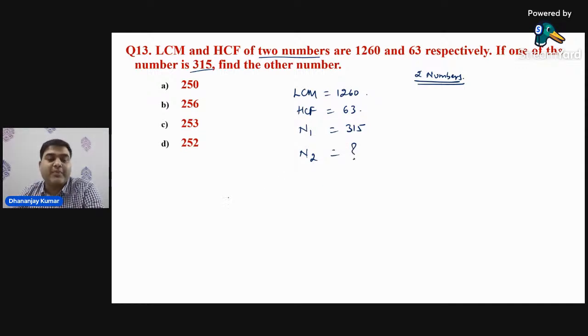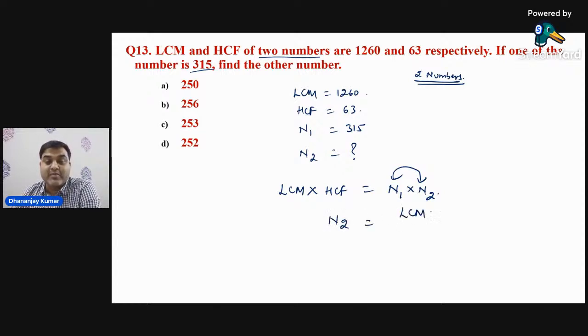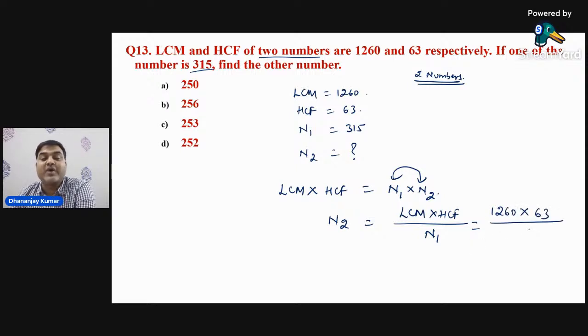Now, the property of LCM and HCF says that when you multiply the lowest common multiple by the highest common factor, you get N1 into N2. The multiplication of two numbers will be equal to the multiplication of the LCM and HCF of those numbers. What do we want to find? N2. N2 will be LCM into HCF divided by N1. The LCM is 1260, the HCF is 63, divided by the one number which we know, and that will give us the answer.